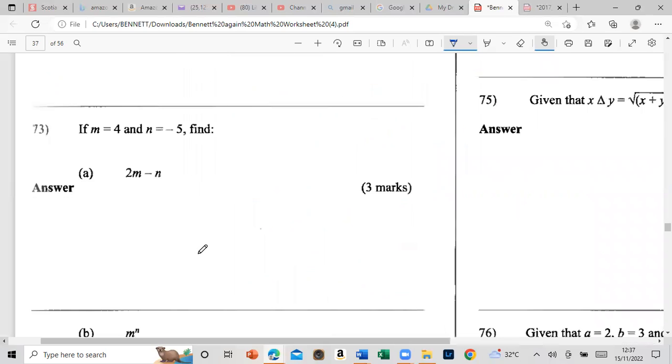Alright, so we are at 73. It says m is equal to 4, n is equal to negative 5. Find the value of 2m minus n. That's worth 3 marks. So see if you guys can work it out, and let me know. Alright, so let's substitute the values again.